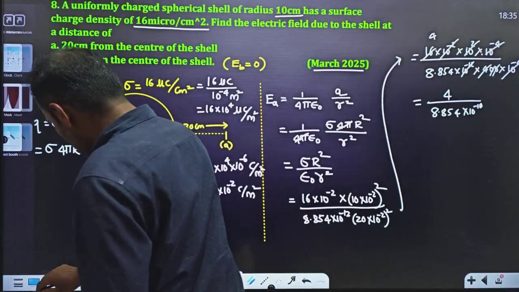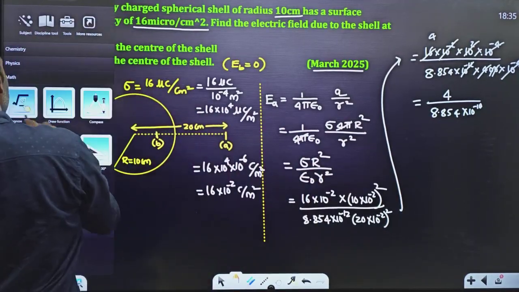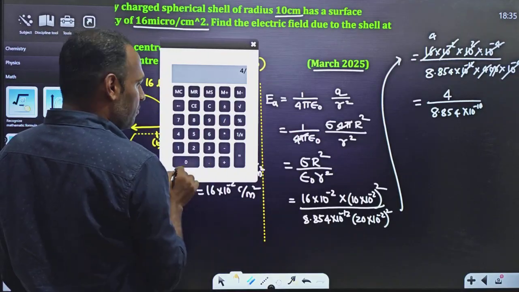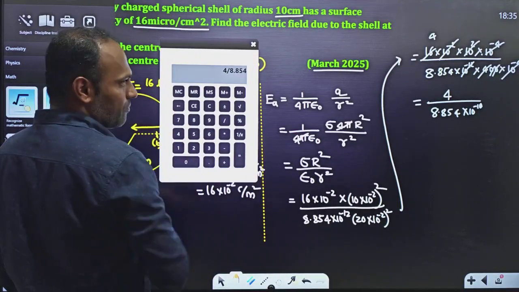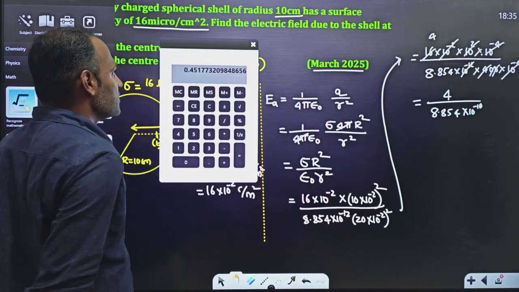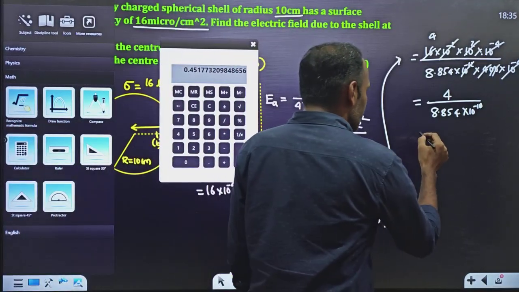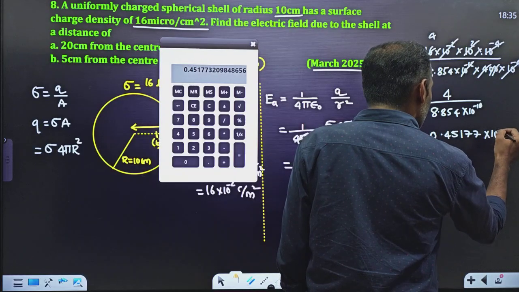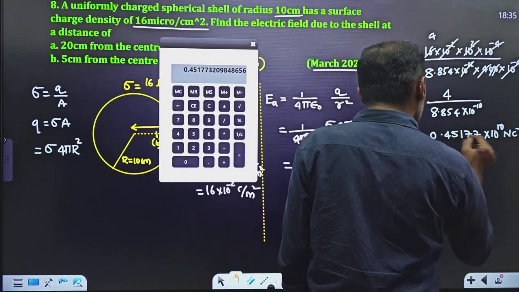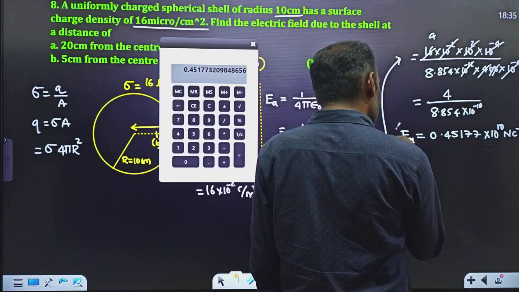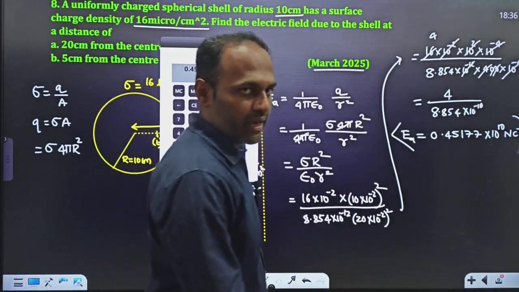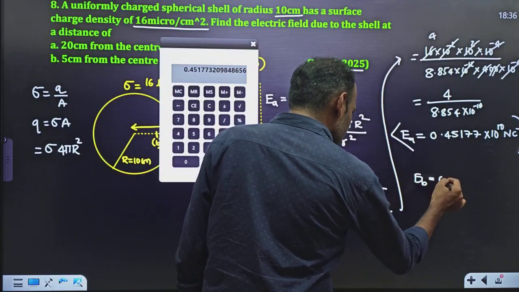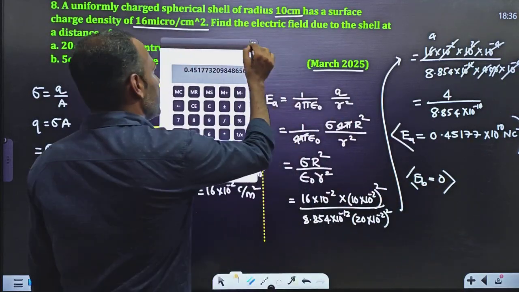Okay, let us divide this. 4 divided by 8.854 is 0.45177. So it is 0.45177 into 10 to the power plus 10 Newton per coulomb. This much will be the electric field at A, right? And what about the electric field at B? The electric field at B will be 0 because it is an inside point.